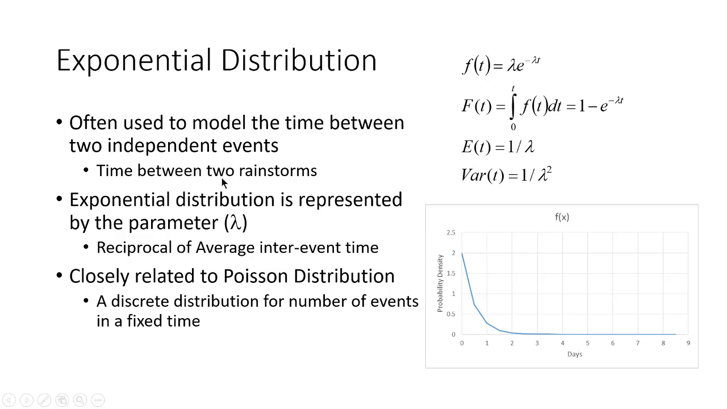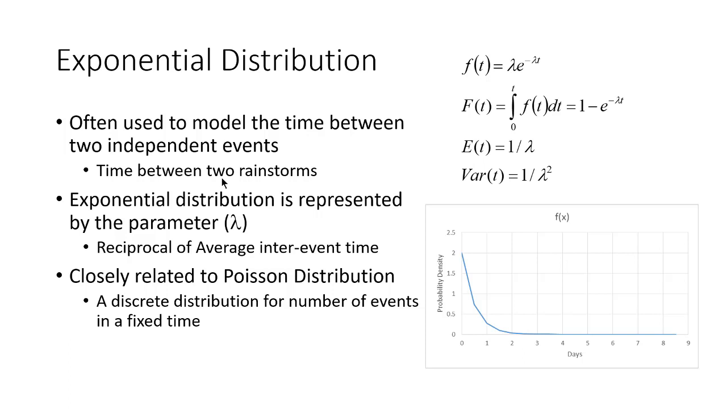So the time between two rainstorm events is basically represented using exponential distribution. That's a hydrologic application. So we say that the rate at which rainfall events come is a Poisson distribution, and the time between those two rainfall events is represented using exponential distribution. So again, Poisson and exponential distribution functions are very closely related.